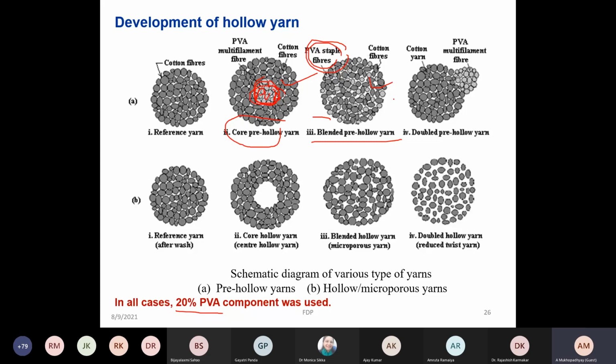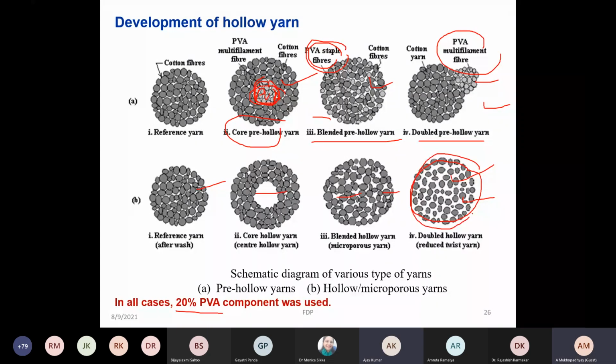Another structure which is possible is the double tree hollow yarn. So you can use the PVA multifilament to go for doubling, okay, and then you can dissolve this. By dissolving this, there could be an untwisting effect. Because of the untwisting effect, a microporous structure can be produced. But out of all these structures, our investigation shows that this structure is the best.